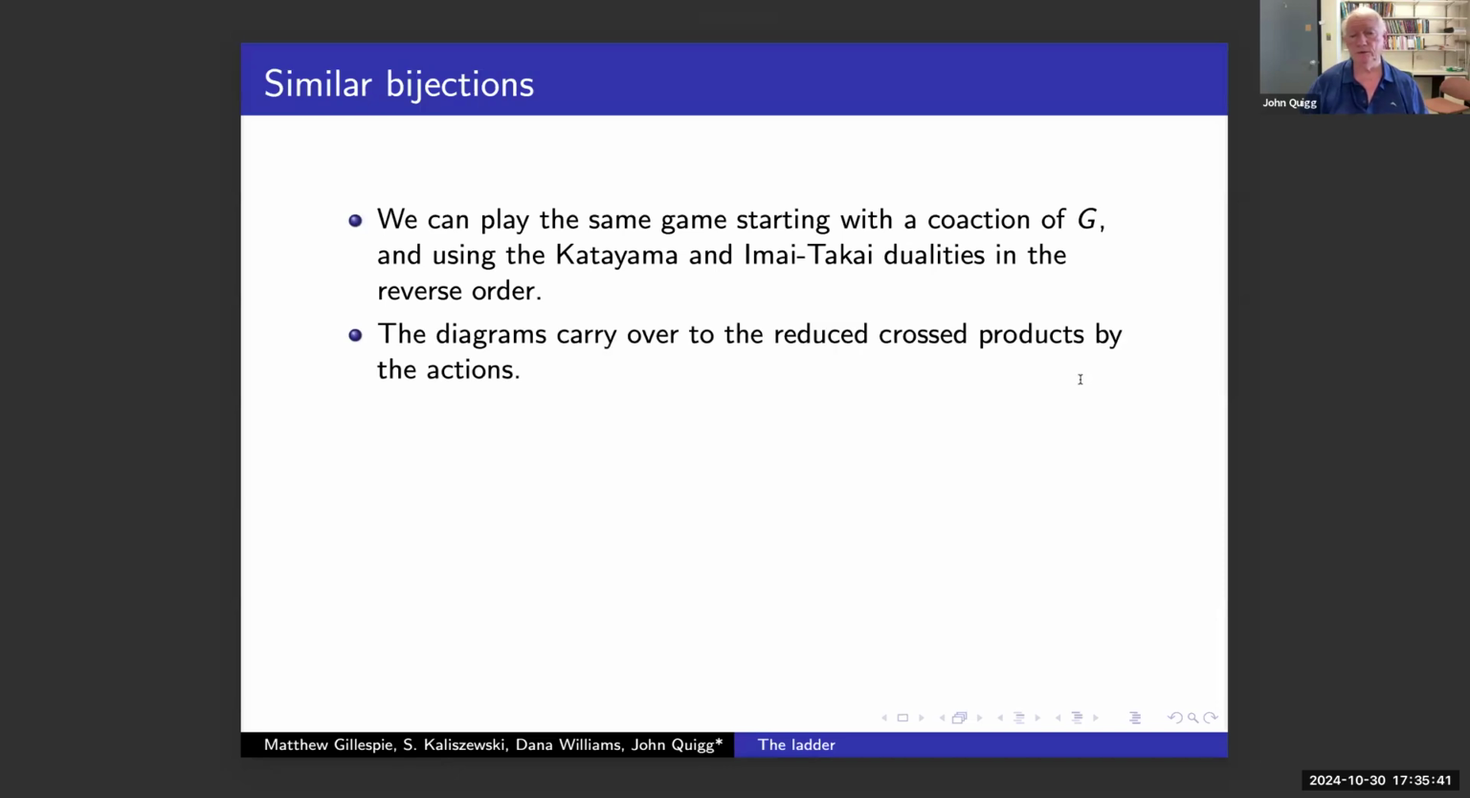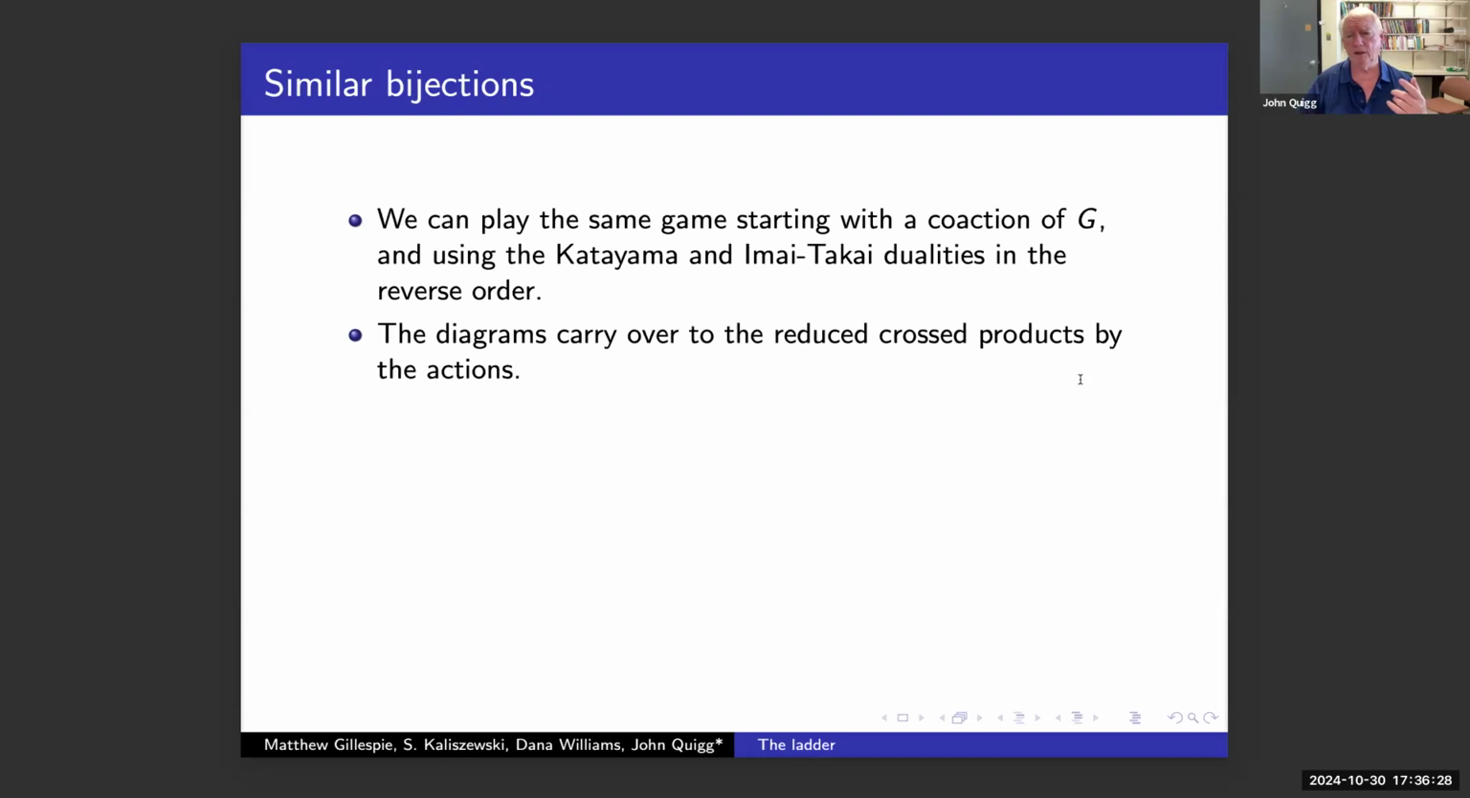The diagrams carry over if we wanted to form the reduced cross products by the actions. So for an action of a group G on a C-star algebra A, you could either talk about the cross product, by which I mean the full cross product. It's universal for covariant representations of the action, or the reduced cross product, acting on this vector valued L2 Hilbert space, which is easier to control, but does not have a universal property. But nevertheless, reduced cross products were used really before the full cross products.